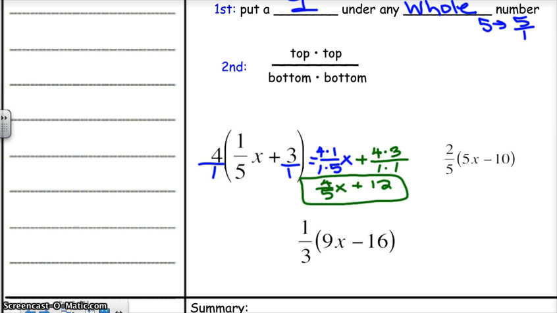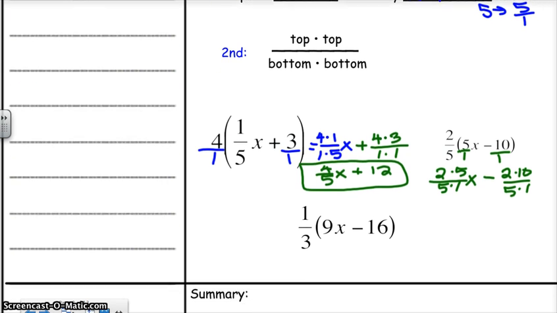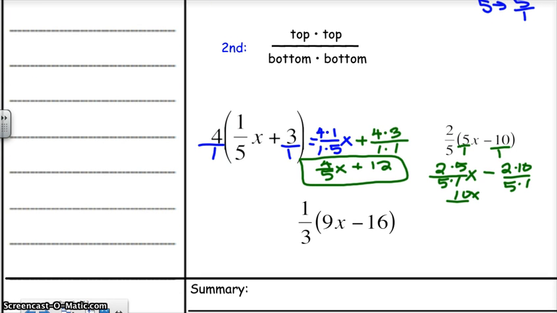Next one, I see a fraction. I'm just putting a 1 on any whole number. Now I can go top times top over bottom times bottom. 2 times 5 over 5 times 1x minus, the minus is coming down, top times top, 2 times 10 over bottom times bottom. 10x over 5 minus 20 over 5.